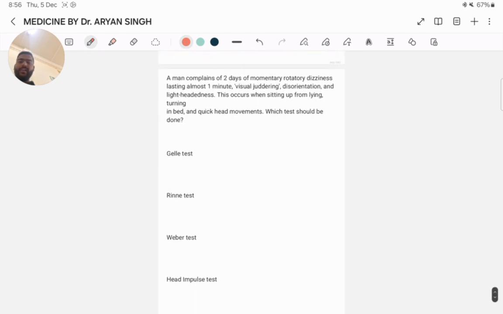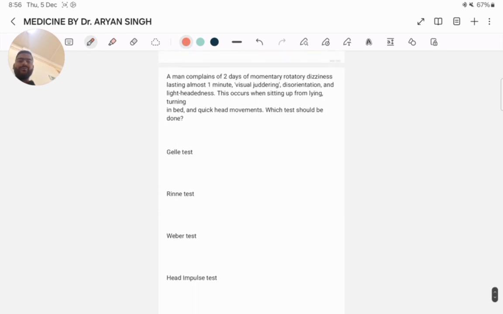Next question. A man complains of 2 days of momentary rotatory dizziness lasting around 1 minute, visual juddering, disorientation, and lightheadedness. This occurs when sitting up from lying, turning in bed, and with quick head movement. Which test should be done? Dix-Hallpike test, Rinne test, Weber test, or head impulse test.